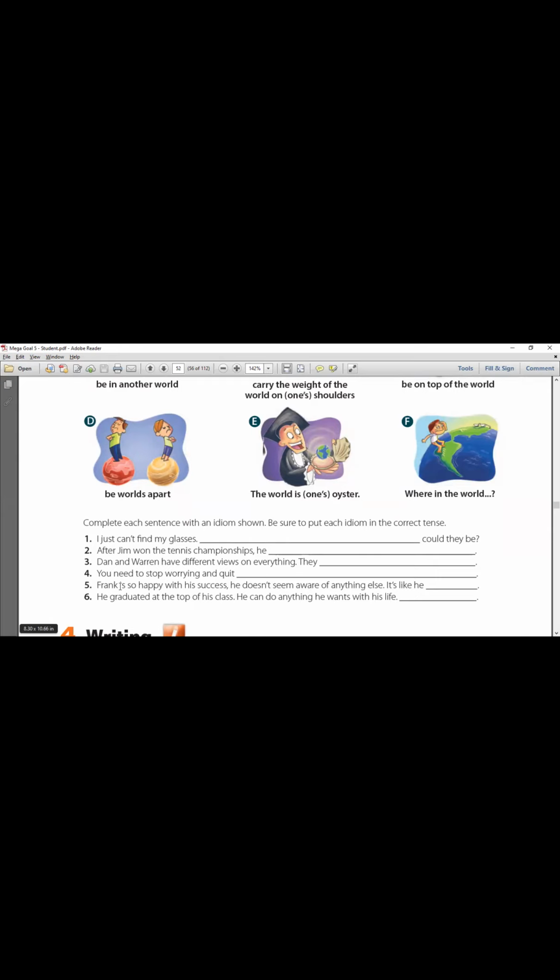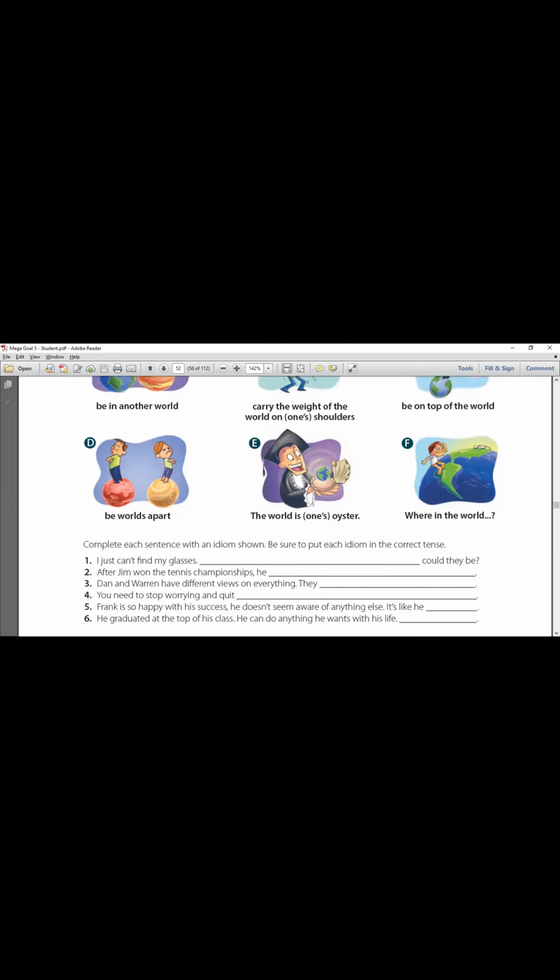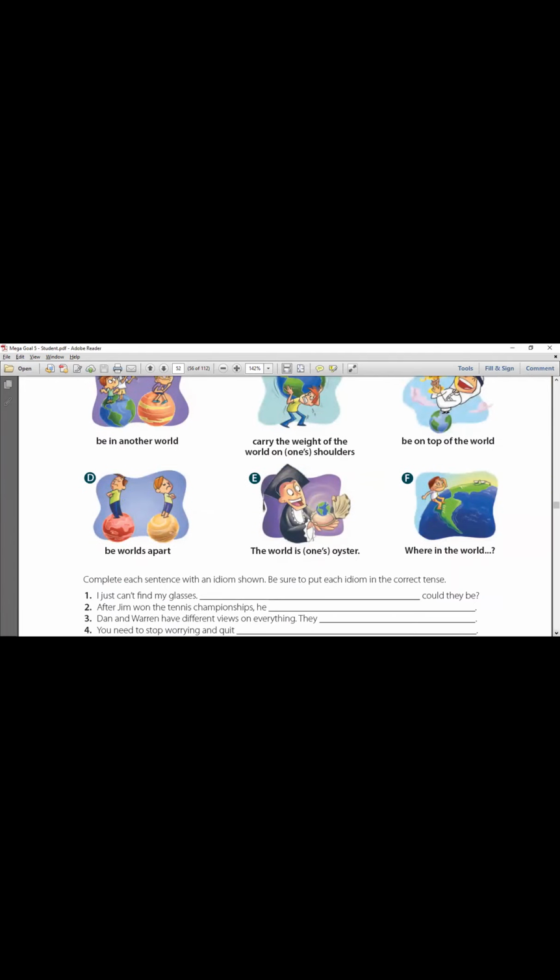But maybe you have to change the tense of the idiom in order to go with the sentence. If the sentence was in the past or maybe in the present, you're going to change it according to that. Okay? Okay, I will give you 2 minutes to think and then we're going to see together.